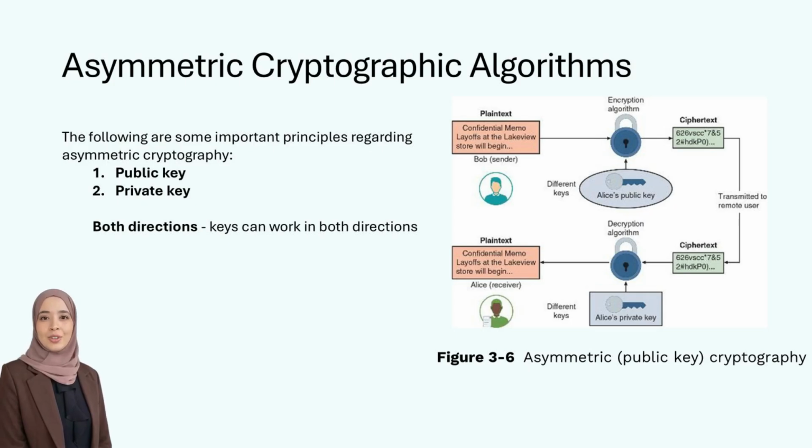into ciphertext. Bob sends the ciphertext to Alice, and Alice then uses her private key and a decryption algorithm to turn the ciphertext back into plain text, which she can read. This method ensures that only Alice, who has the private key, can decrypt and read the message, keeping it secure from others.